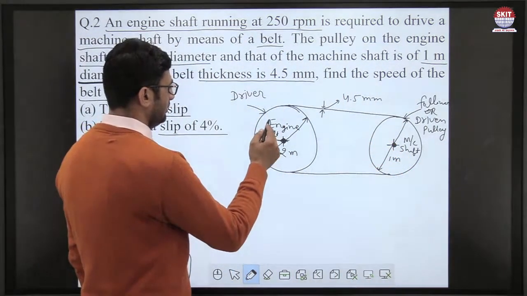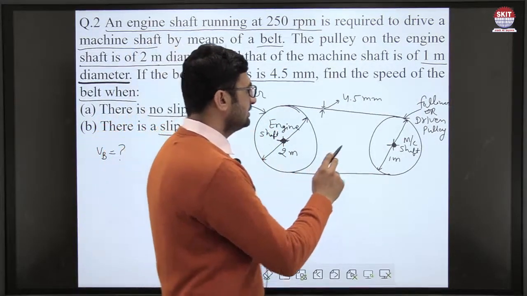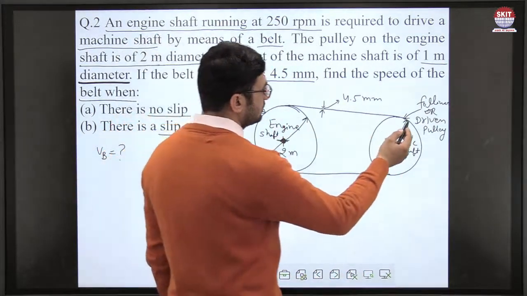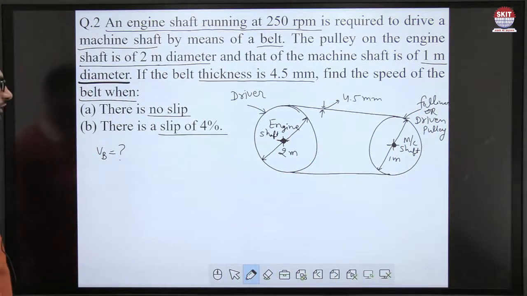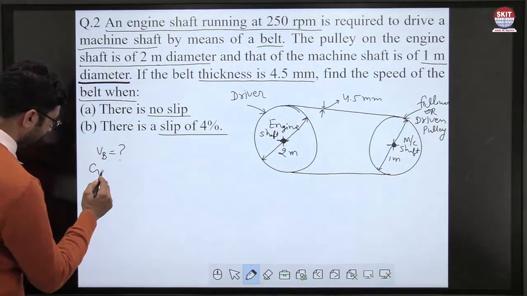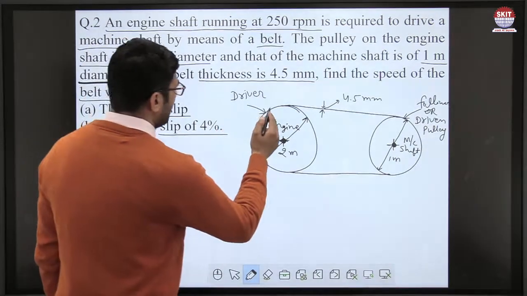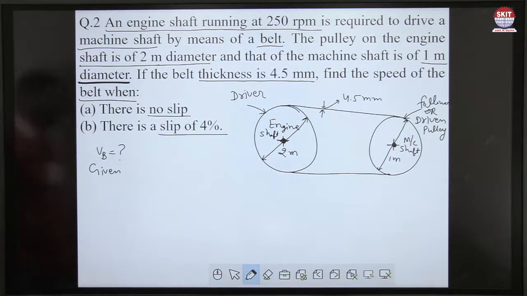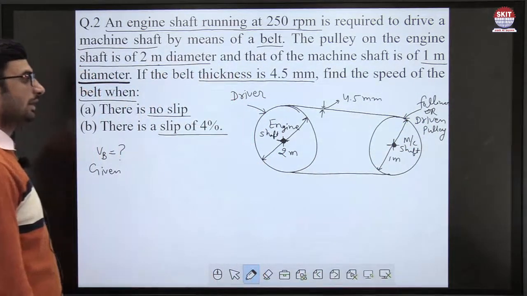Understood? Power is given to this pulley, so this is the driver pulley, and this is the pulley which rotates with the help of this pulley, so it is the follower or driven pulley. Now the given data in this question: driver is denoted by 1, and follower or driven is denoted by 2.